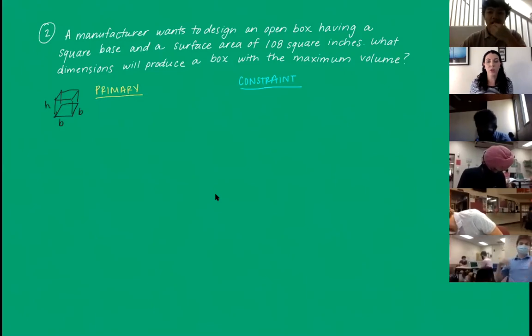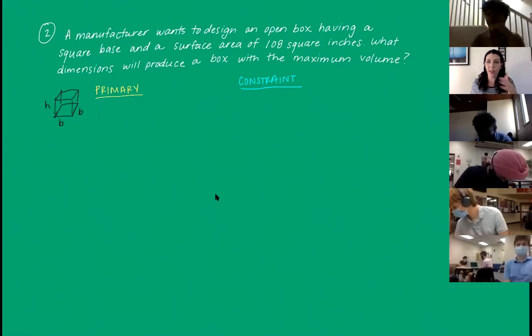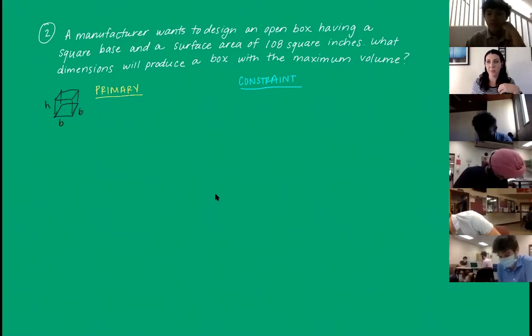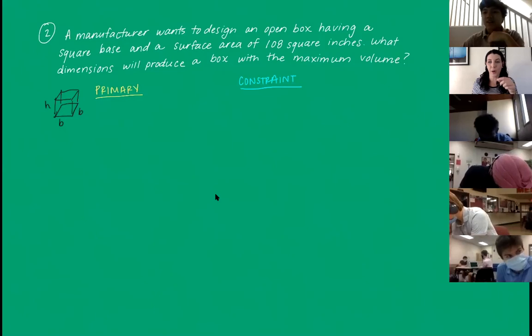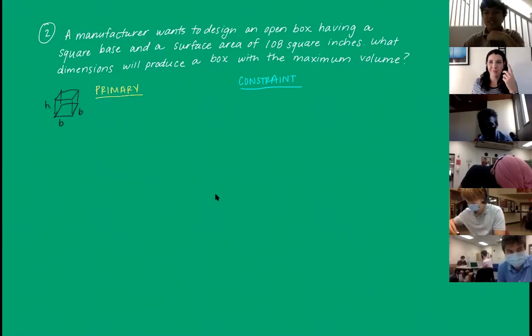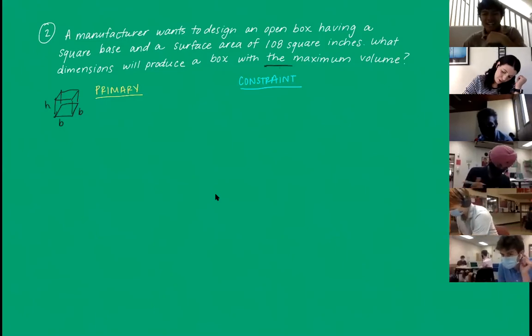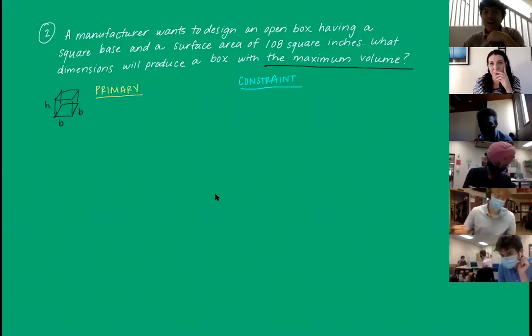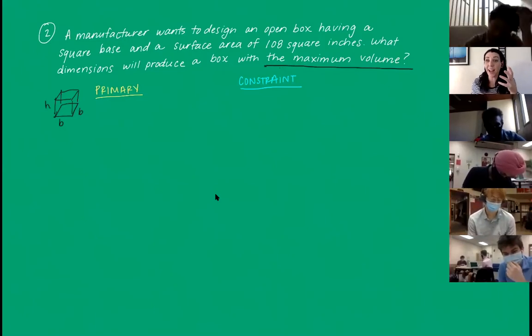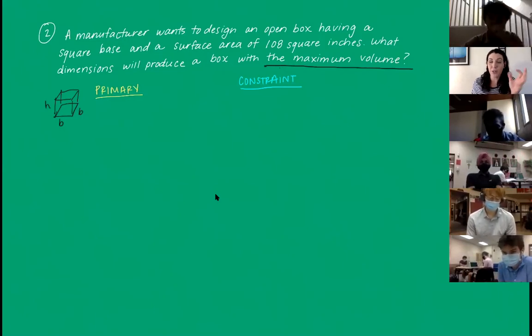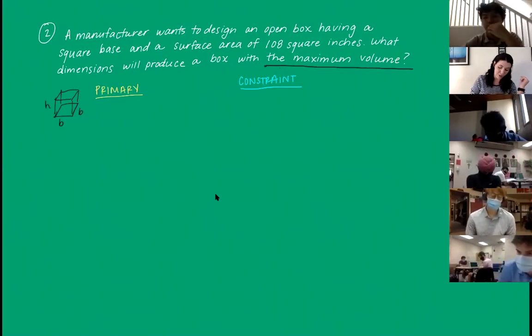Okay, so if we're trying to produce a box with the maximum volume, what thing am I trying to maximize, Ethan? You're trying to maximize your base and your height. Not necessarily. It's in the question. What thing am I trying to maximize? Your surface area. Okay. Box with the maximum volume. Oh yeah, your volume. You're trying to maximize. Okay, I'm trying to maximize the volume. I'm trying to find the maximum volume. So my primary equation needs to be a volume equation.